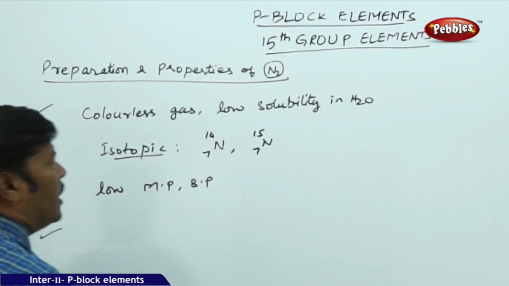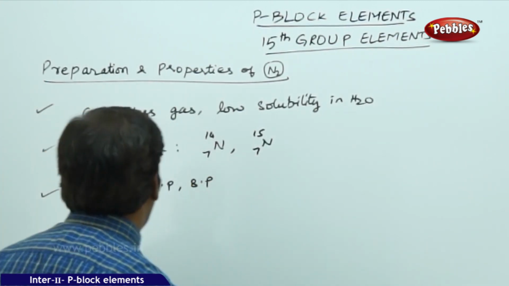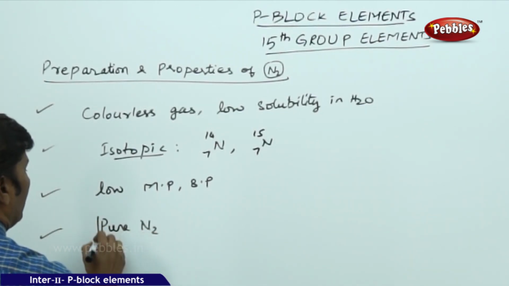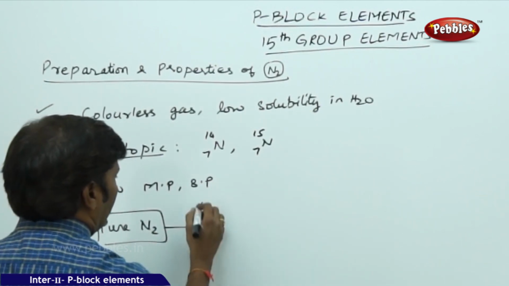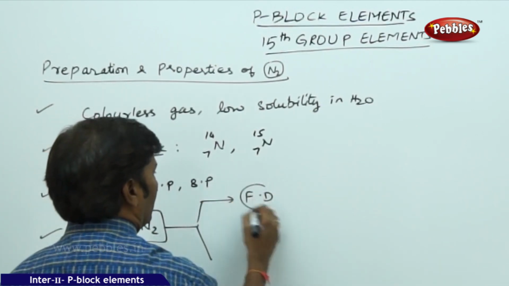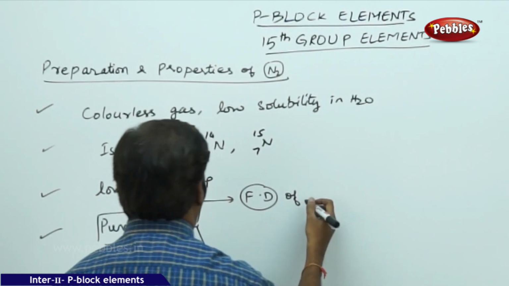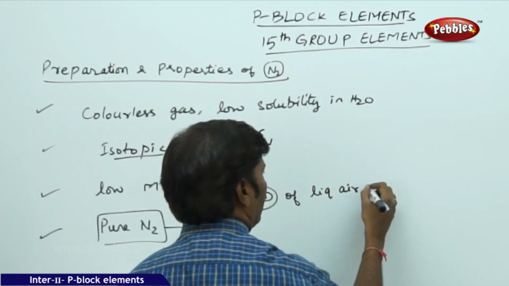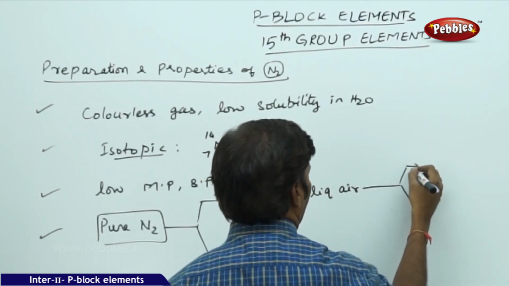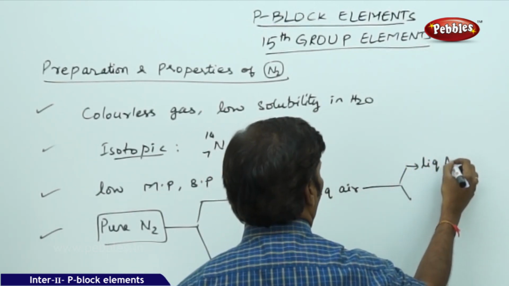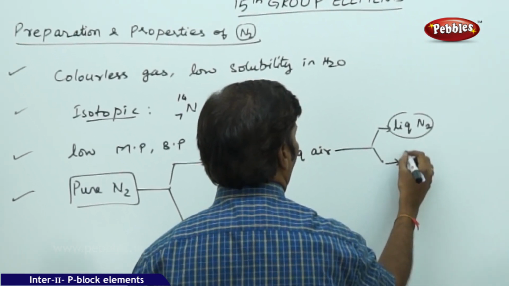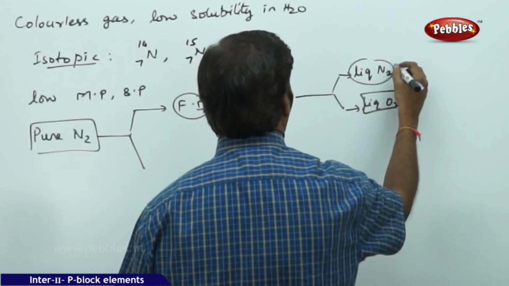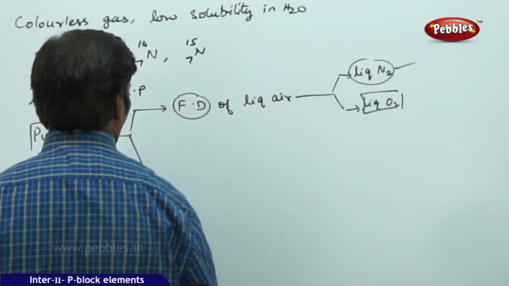And you can prepare pure nitrogen. Pure nitrogen can be obtained by 2 methods. One is you can subject liquid air to fractional distillation. When it is subjected to this, you get 2 distillates, liquid nitrogen and liquid oxygen. So the liquid oxygen is distilled off and finally you are going to get liquid nitrogen.